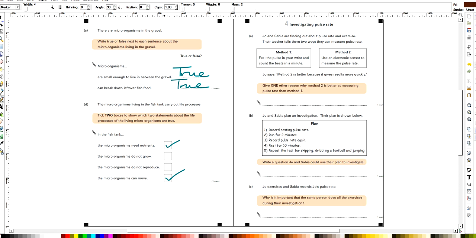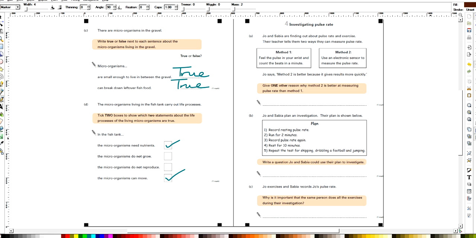Right. Okay, right. Question number 4. Investigating pulse rate. Joe and Sabia are finding out about pulse rate and exercise. Their teacher tells them 2 ways they can measure pulse rate. Method 1, feel the pulse in your wrist and count the beats in a minute. Method 2, use an electronic sensor to measure the pulse rate. Joe says method 2 is better because it gives results more quickly. Give one other reason why method 2 is better at measuring pulse rate than method 1.